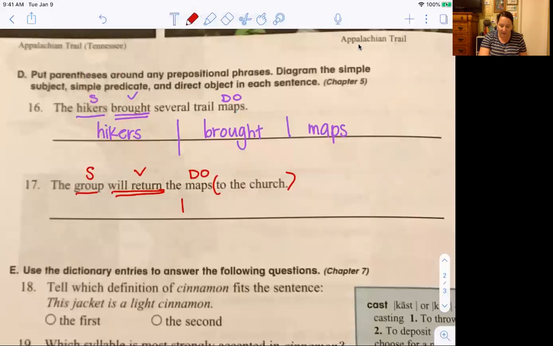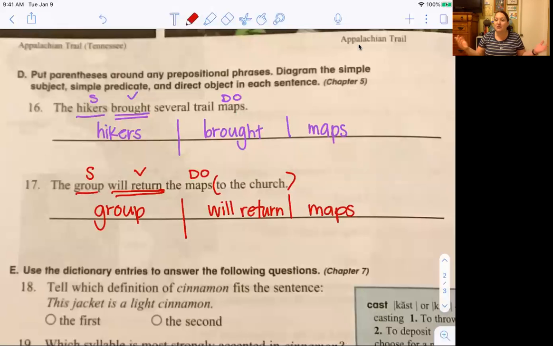So let's diagram. We're going to set it up the same exact way because it's the same sentence pattern. Group will return maps. See, if we didn't take the prepositional phrase out, we might have put church as our DO. They're not going to return the church. They're going to return the maps.